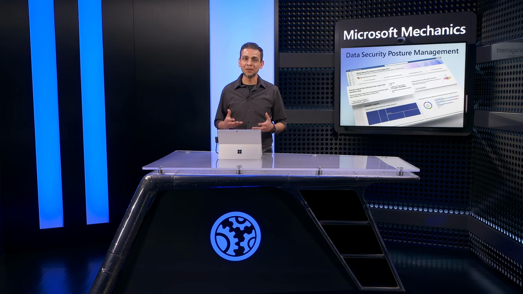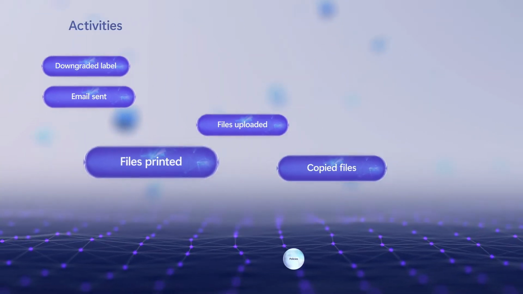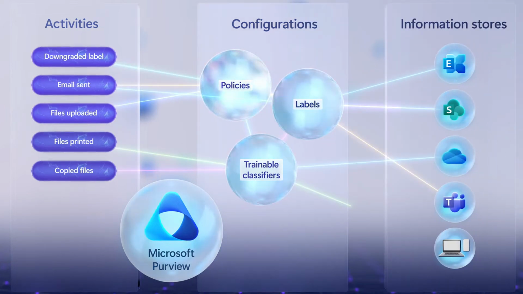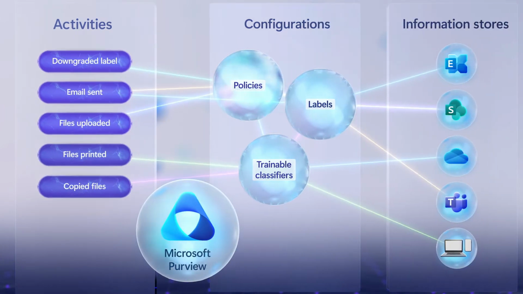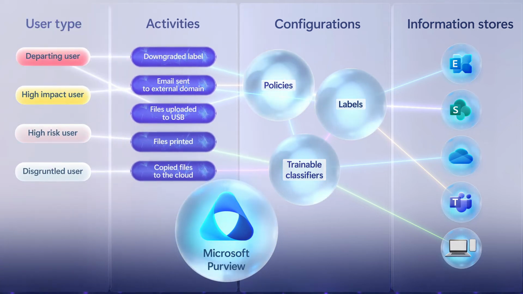And when you use them, those signals will also flow into data security posture management. This includes all logged activities and any configurations you may have set. DSPM takes those signals and connects the dots across where information is stored, how it's being moved, even who is moving it, and their level of user risk.